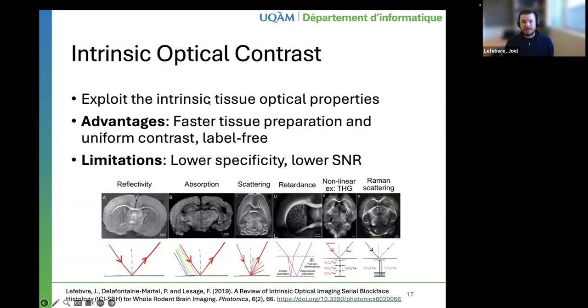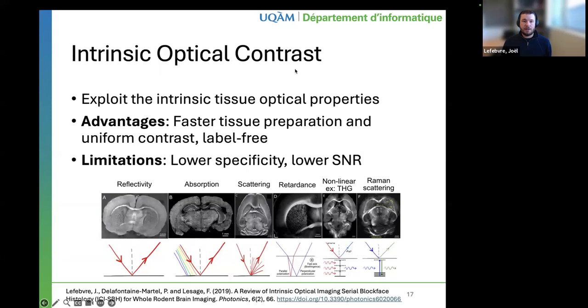The advantage of this is it's a lot faster to prepare a sample. So instead of waiting 1 month to make the sample transparent, we can basically sacrifice the mice in the morning and start imaging either the same day or the day after. The contrast is uniform because we don't have to worry about dye perfusion, did we cover all the places, and it's label free.